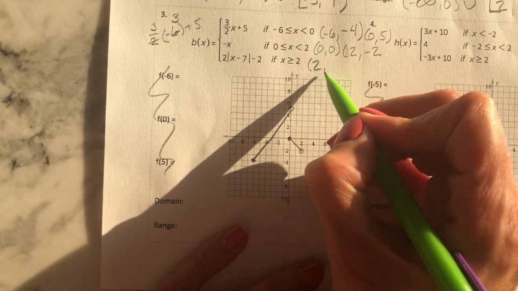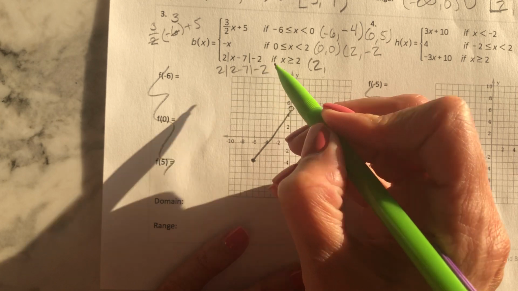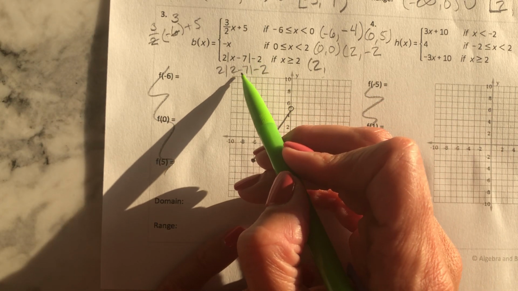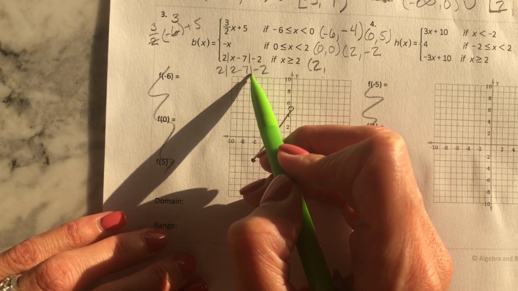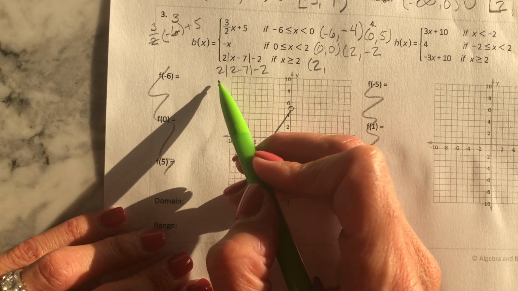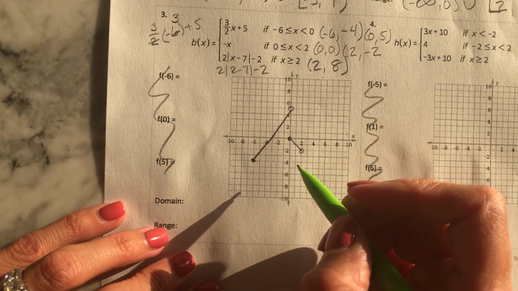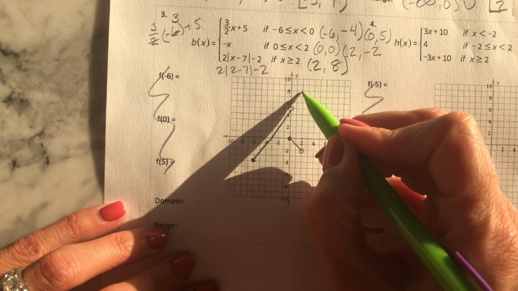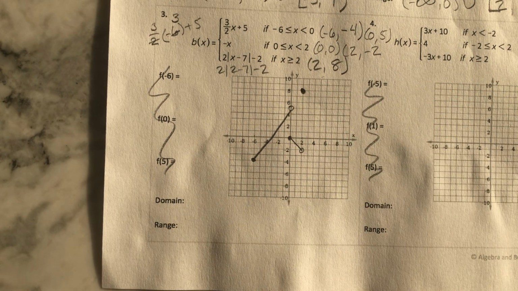All right, next one. I'm just plugging in a 2. So I'm going to do absolute value first. 2 minus 7 is -5. Absolute value of -5 is 5. 2 times 5 is 10. Minus 2 is 8. Closed. All right, that's the only endpoint we have.